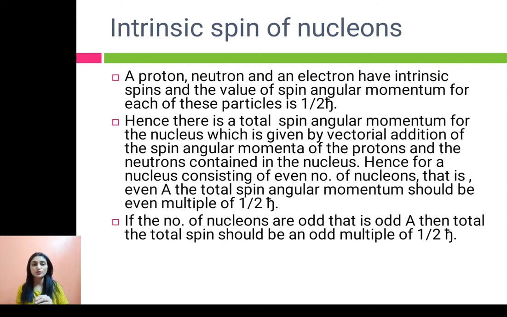Suppose I have a nucleus with an even number of nucleons, then in that case the total spin angular momentum should be an even multiple of half h cross. And if the nucleon number is odd, then the total spin should be an odd multiple of half h cross. That is what should happen ideally.